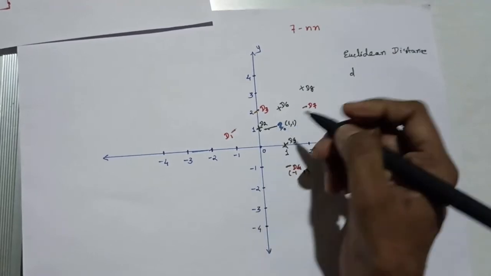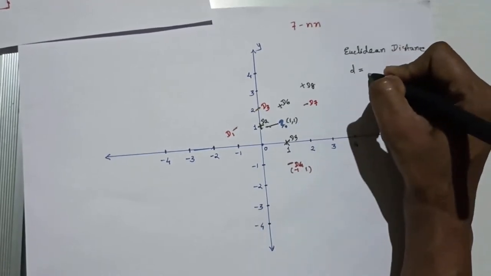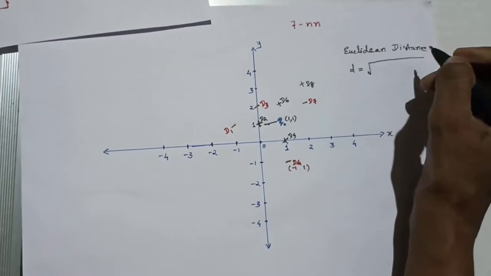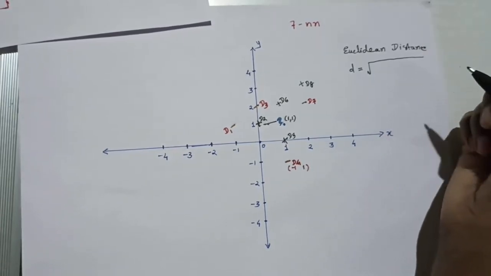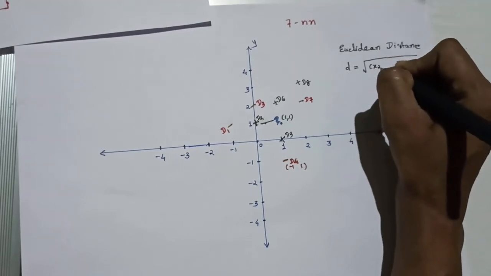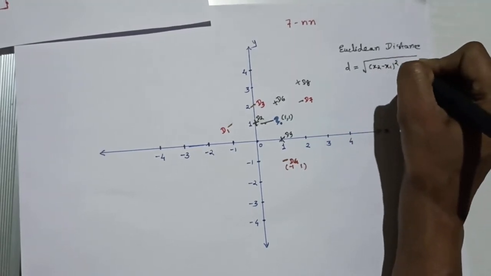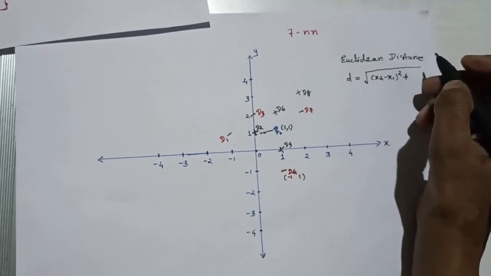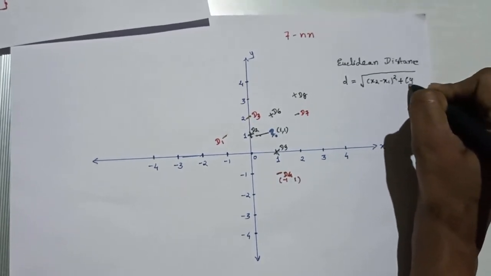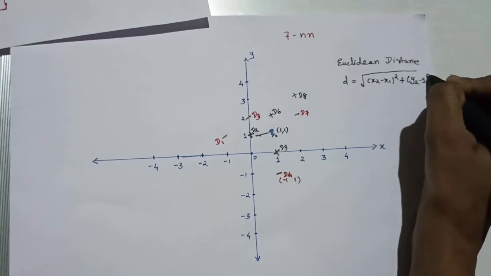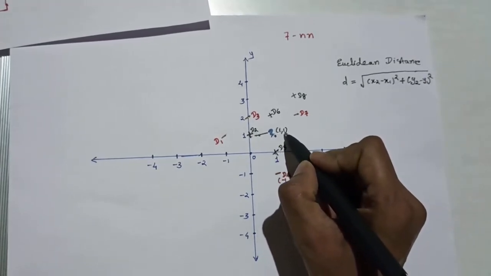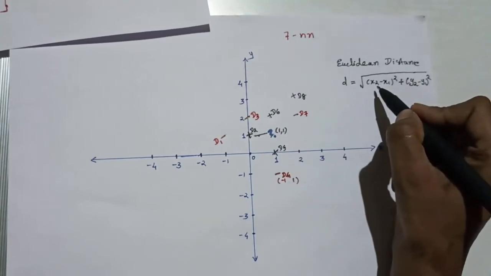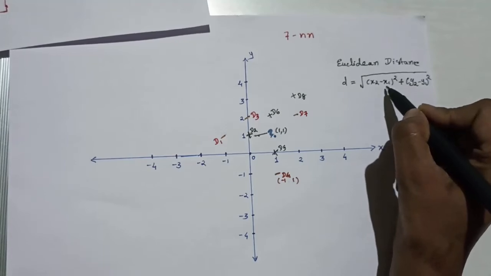Then by using the Euclidean distance method, we find it as the square root of (x2 minus x1) whole square plus (y2 minus y1) whole square. Here the points are x and y, so it can be x1, y1, x2, y2. So we can find the distance accordingly.